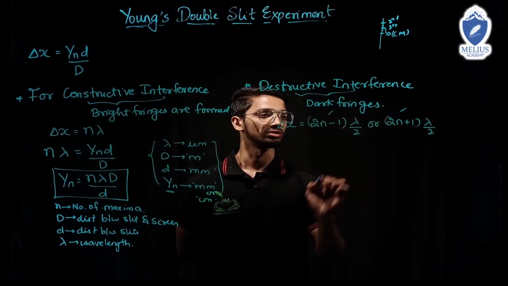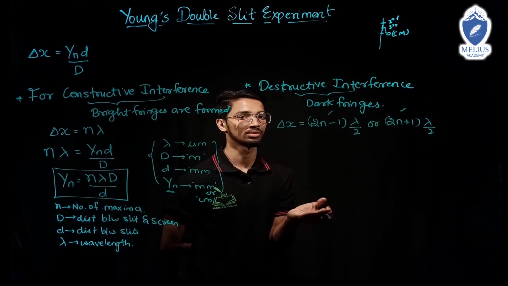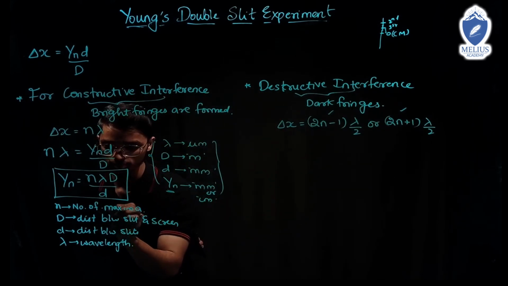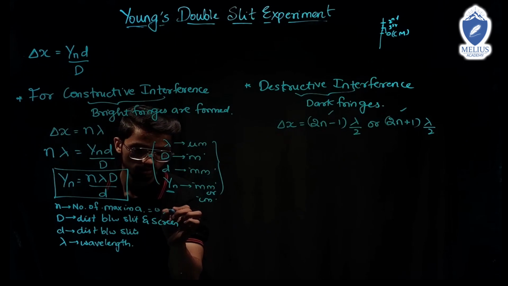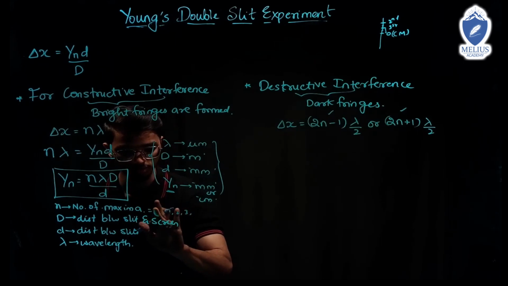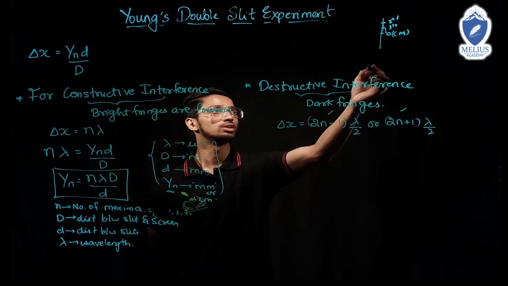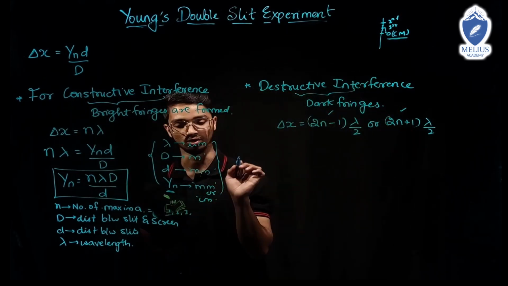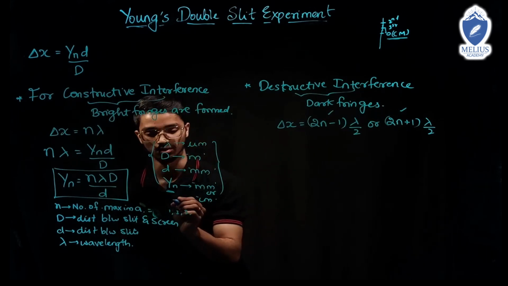These two also we can use, but which is easier here? That matters, right? Here n can be 0, 1, 2, 3, not 0. n can be 1, 2, 3, 4 and so on, because there will be a first maximum, second maximum, third maximum. Central maximum is n is 0. For central maximum n is 0. n can be also 0.